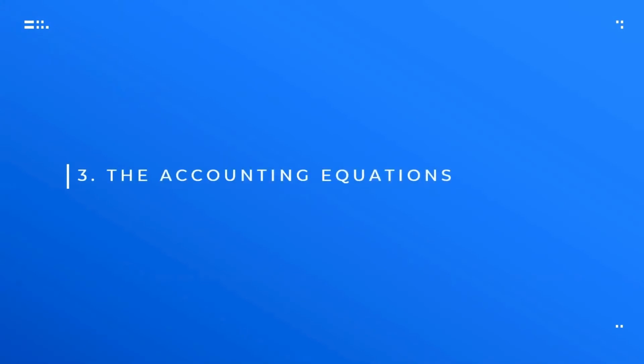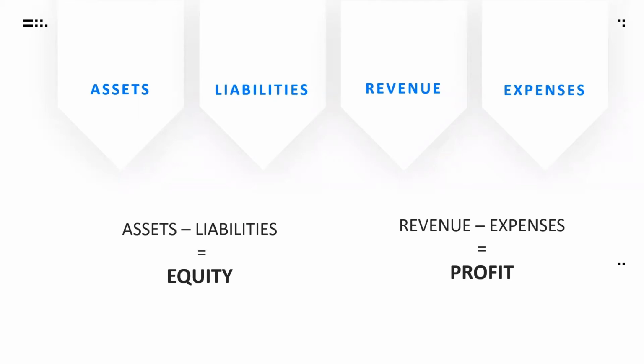Concept 3, the accounting equations. The accounting equations, which are considered to be the foundation of the double entry accounting system. The two accounting equations shown on the screen are how your equity and profit are calculated. Assets, remember the things of value that you own, minus liabilities, what you owe to someone else, equals your equity. Your equity will show on the balance sheet report. So equity is the difference between the company's assets and liabilities.